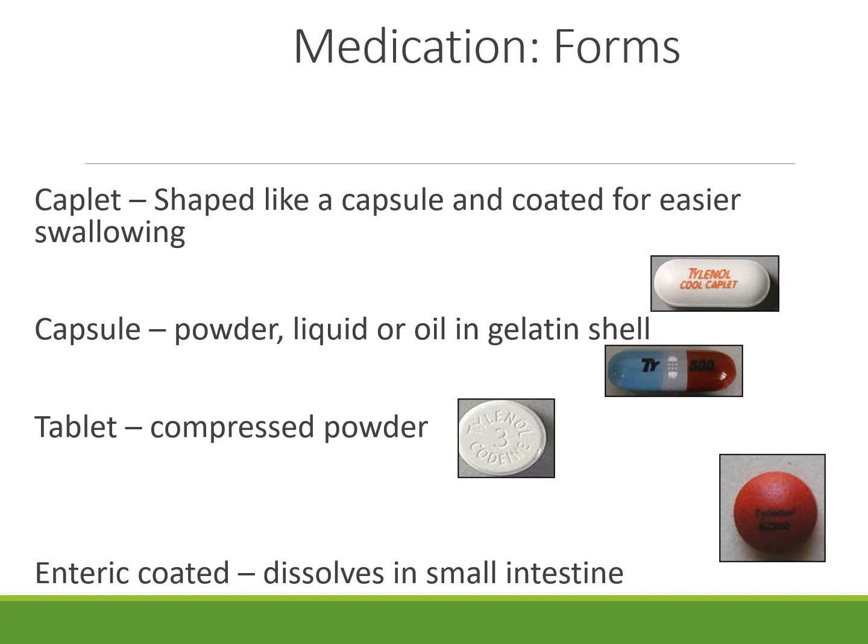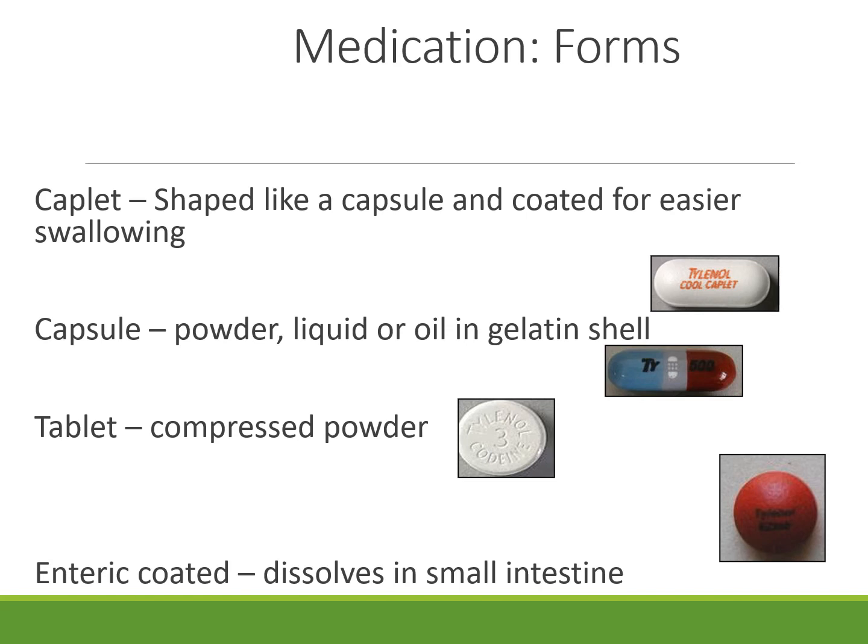The second one is the capsule. This is the most common. A capsule is a powder or liquid or oil that is in a gelatin form or gelatin shell. Most of the antibiotics usually come in capsule. If you have heard of cefalexin, amoxicillin, ampicillin, these are the most commonly used antibiotics that usually come in capsule.